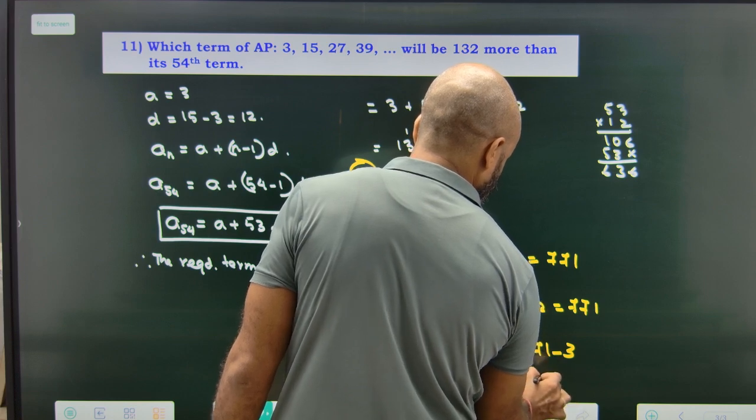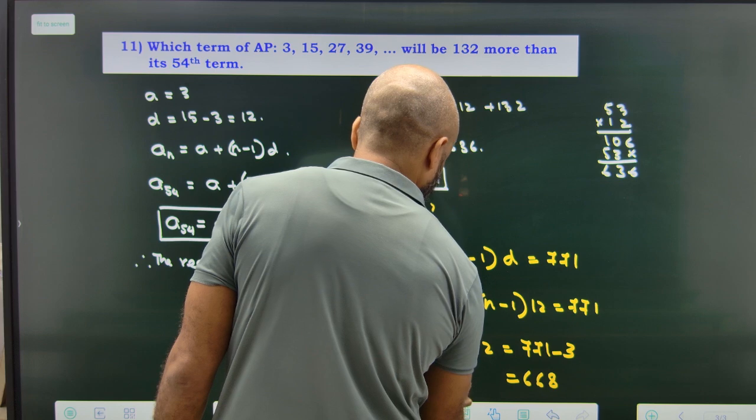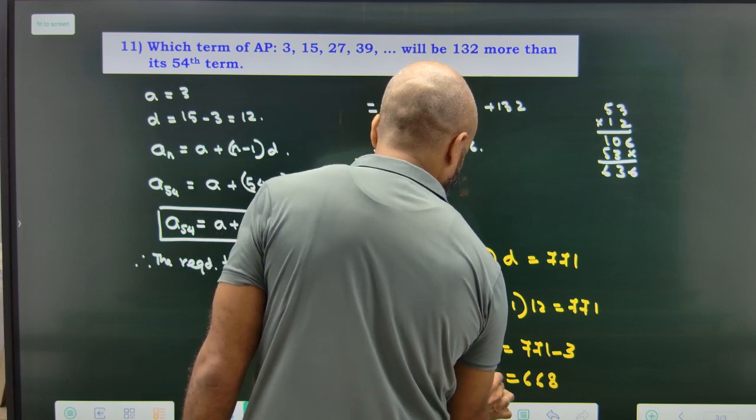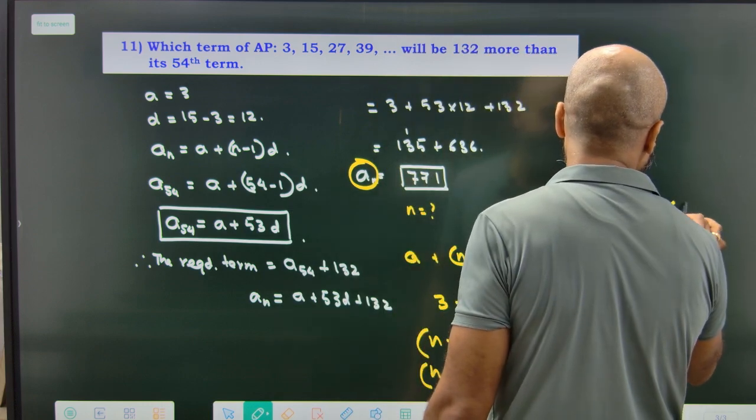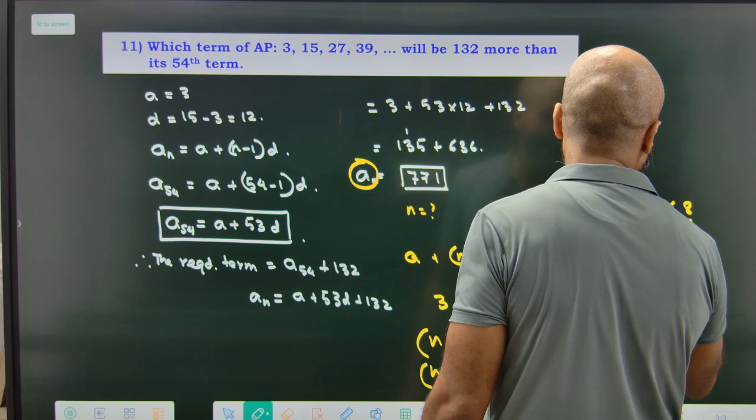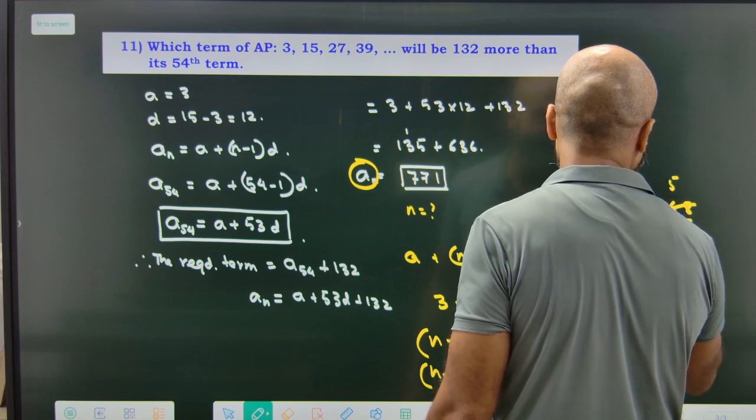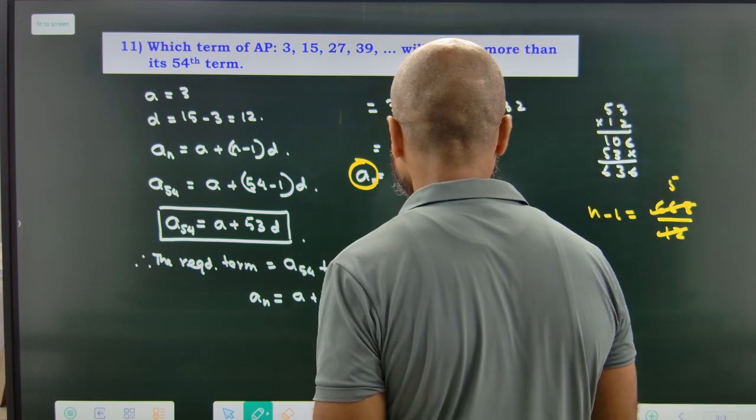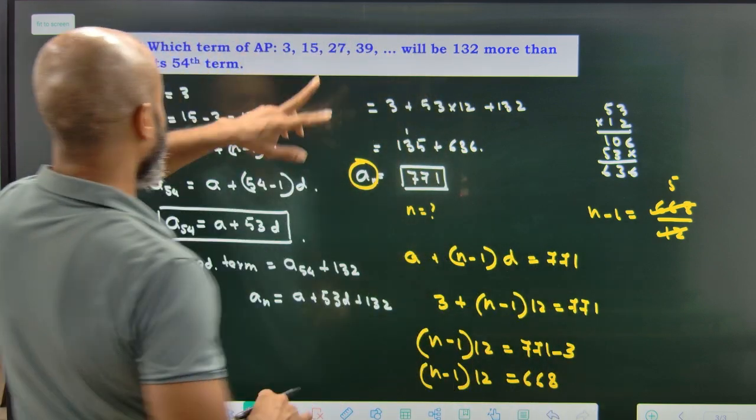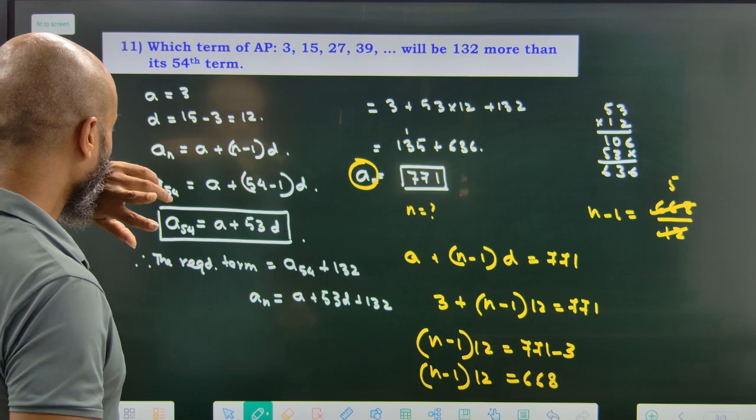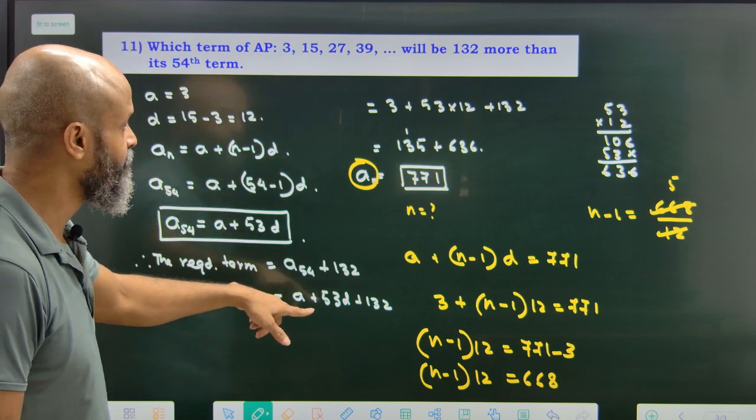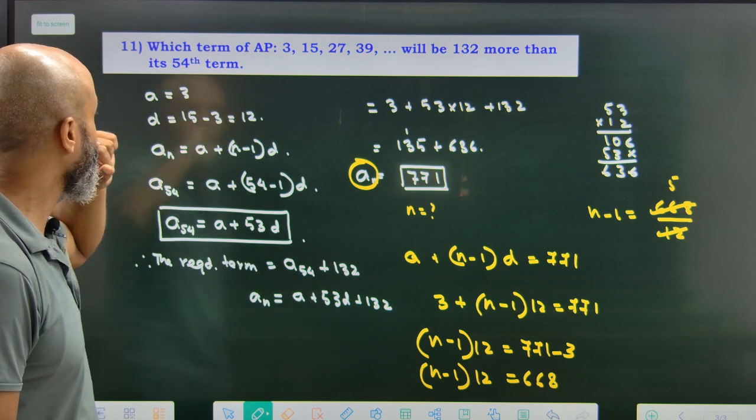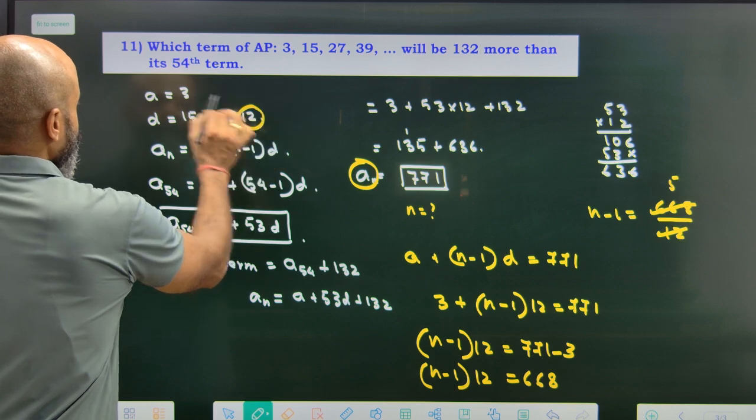So this will be 668. N minus 1 into 12. So N minus 1 will be equal to 668 by 12. So 12 5s are 60. I am doing some mistake here. Which of the terms will be 132 more? So then the 54th term. So 53 into D. Here we have D is 12. Okay. A is 3. Correct.